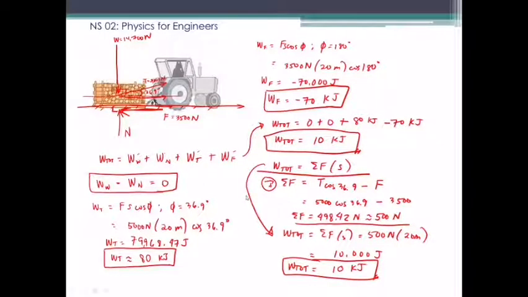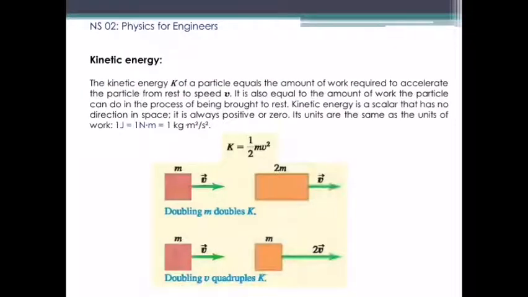Okay, next we have kinetic energy. The kinetic energy K of a particle equals the amount of work required to accelerate the particle from rest to speed v. It is also equal to the amount of work the particle can do in the process of being brought to rest. Kinetic energy is a scalar that has no direction in space. It is always positive or zero. Its units are the same as the units of work, that is joules or kilogram meter squared per second squared.